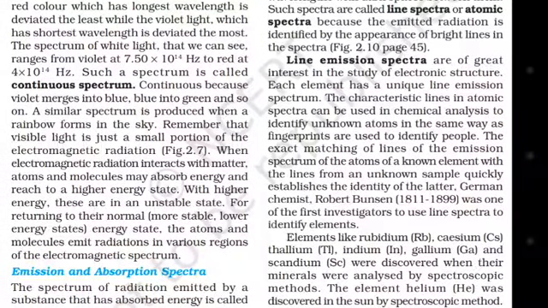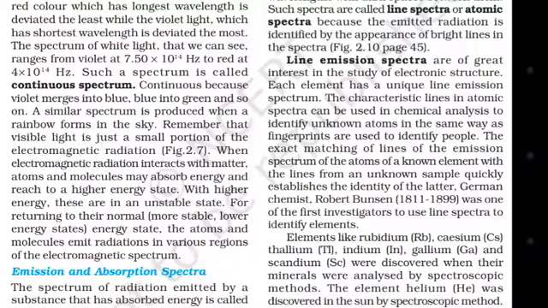Line spectra. Line emission spectra are of great interest in the study of electronic structure. Each element has a unique line emission spectrum. The characteristic lines in the atomic spectra can be used in different analyses to identify unknown atoms in the same way as fingerprints are used to identify people. Exact matching of the lines of the emission spectrum of a known element with the lines from an unknown sample quickly establishes the identity of the latter.